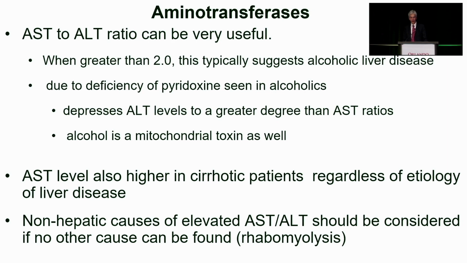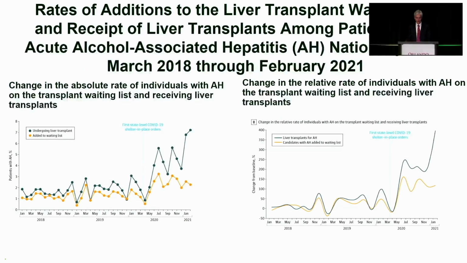AST levels are also higher in those with cirrhosis. And so cirrhosis of any etiology, be it fatty liver or viral hepatitis, the AST levels are typically higher. And then finally, of course, celiac sprue, there are a variety of other causes as well.